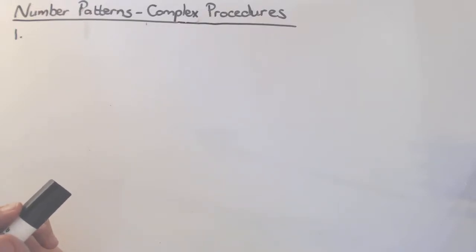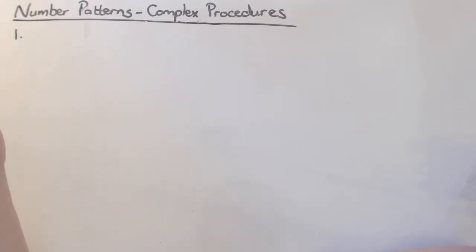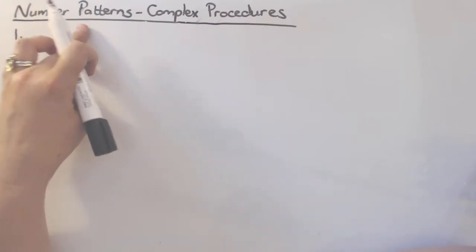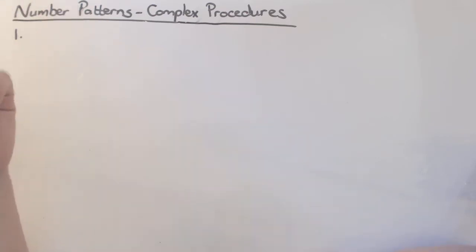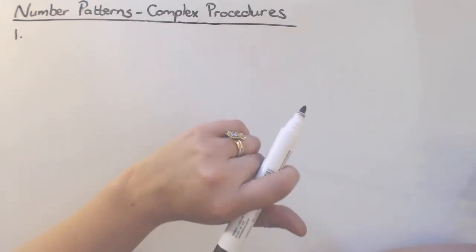Number patterns, complex procedures. Okay, this is the second test for the chapter number patterns that we're working on again, 50 marks. And we're going to start with the first question. There are 6 of them, from about 2 to 8 marks each. All right, so for the first question, these are now more complex questions, and this is more of the typical thing that you can expect in exams.